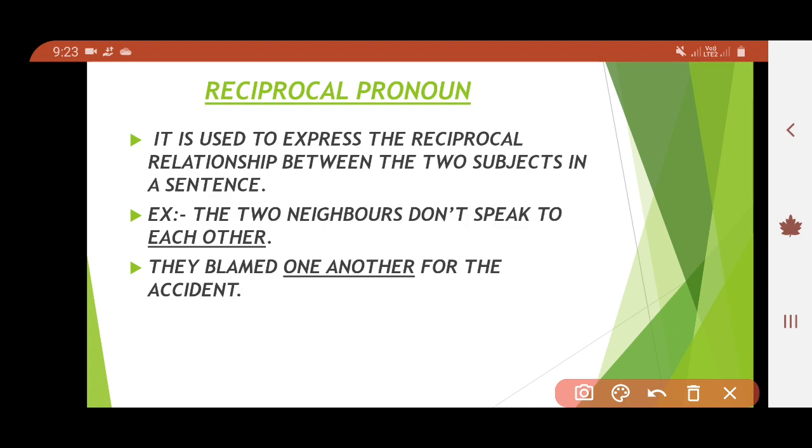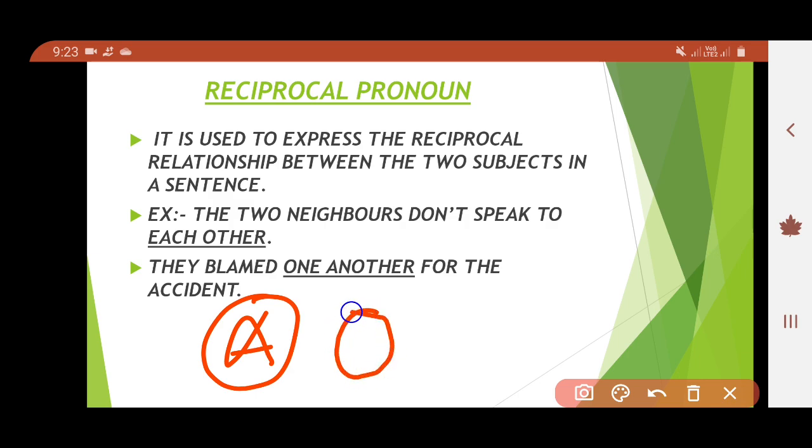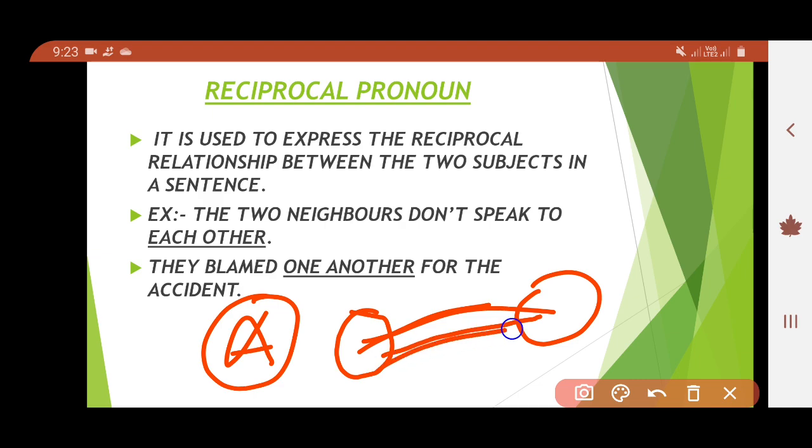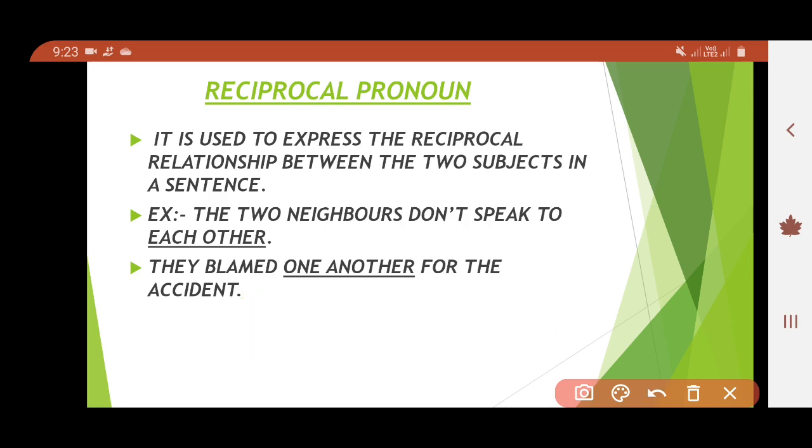Next, another example: they blamed one another for the accident. Now here an accident had happened. A person who got hurt is not only blaming the other person; this person is also blaming the other person. Both are blaming one another for the accident. Clear with what a reciprocal pronoun is? It expresses the reciprocal relationship between the two subjects. Just keep in mind, between the two subjects in the sentence.